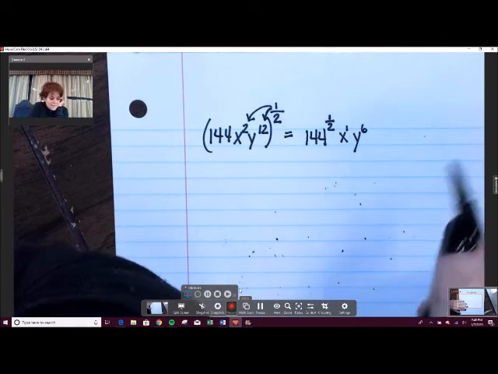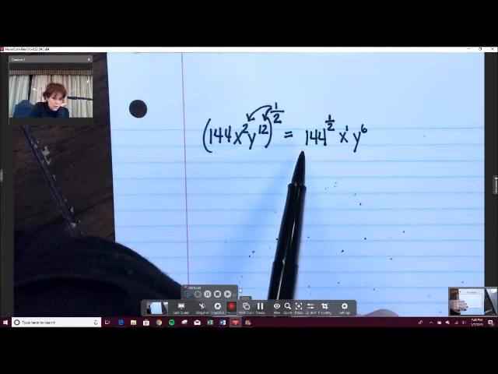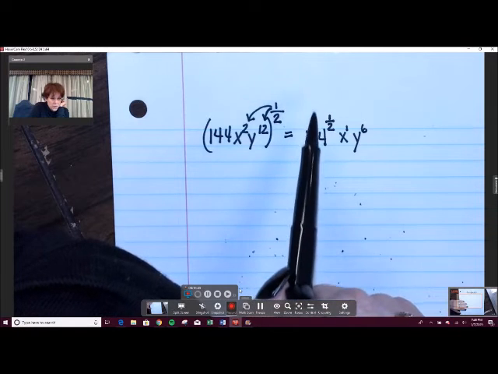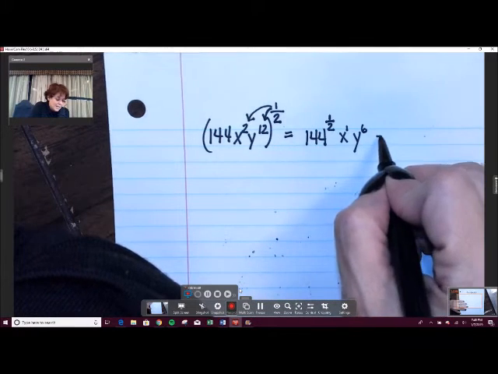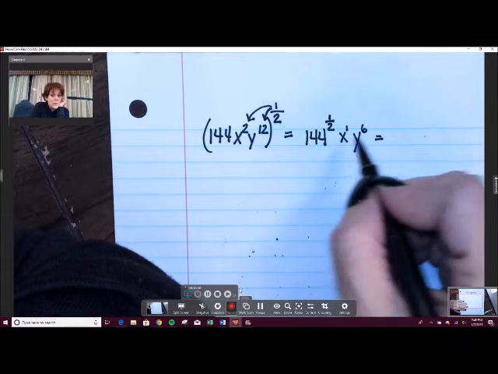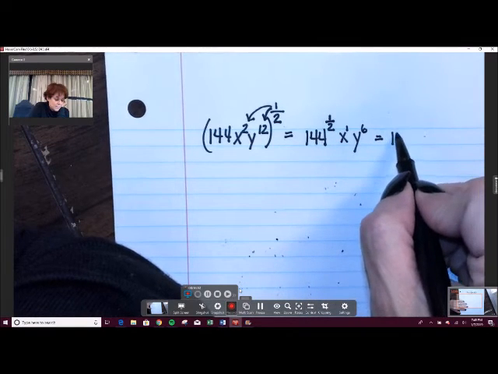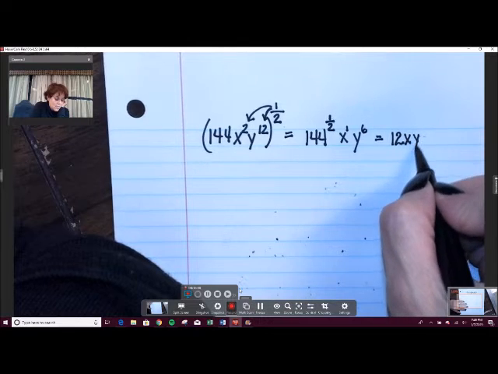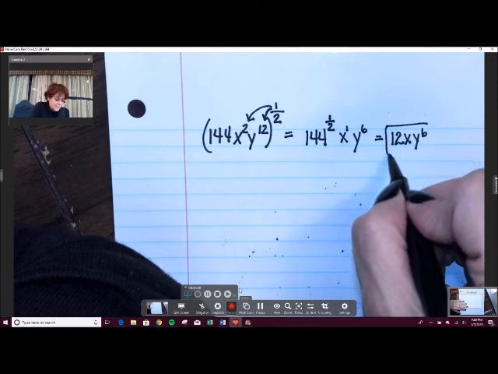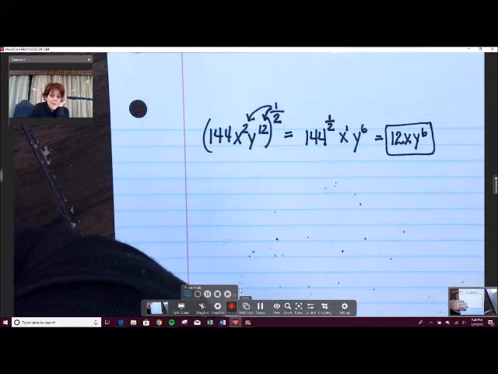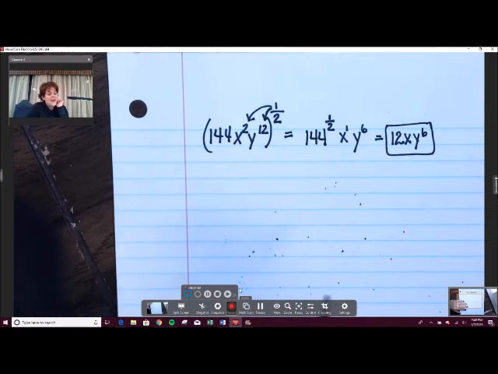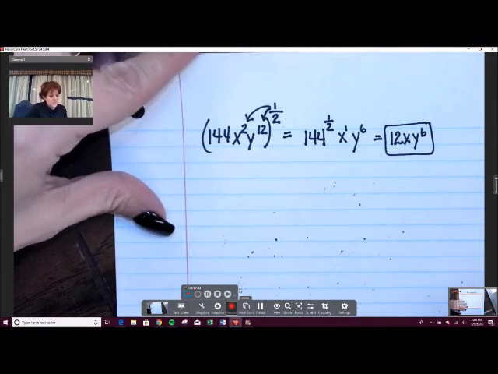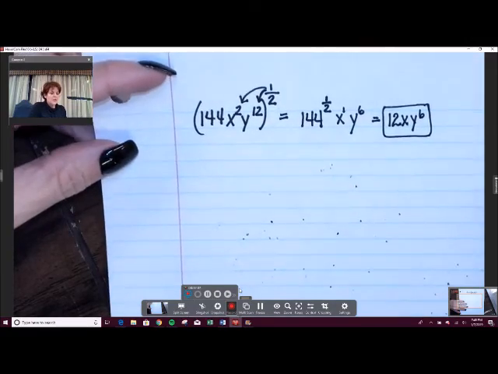Okay, that wasn't too bad. If I were to put 144 to the 1/2 power, my calculator would tell me that the square root of 144 is 12. I have an x and a y to the 6th power. All right, so that gets us going on those radicals. So that's what's going in our journals.